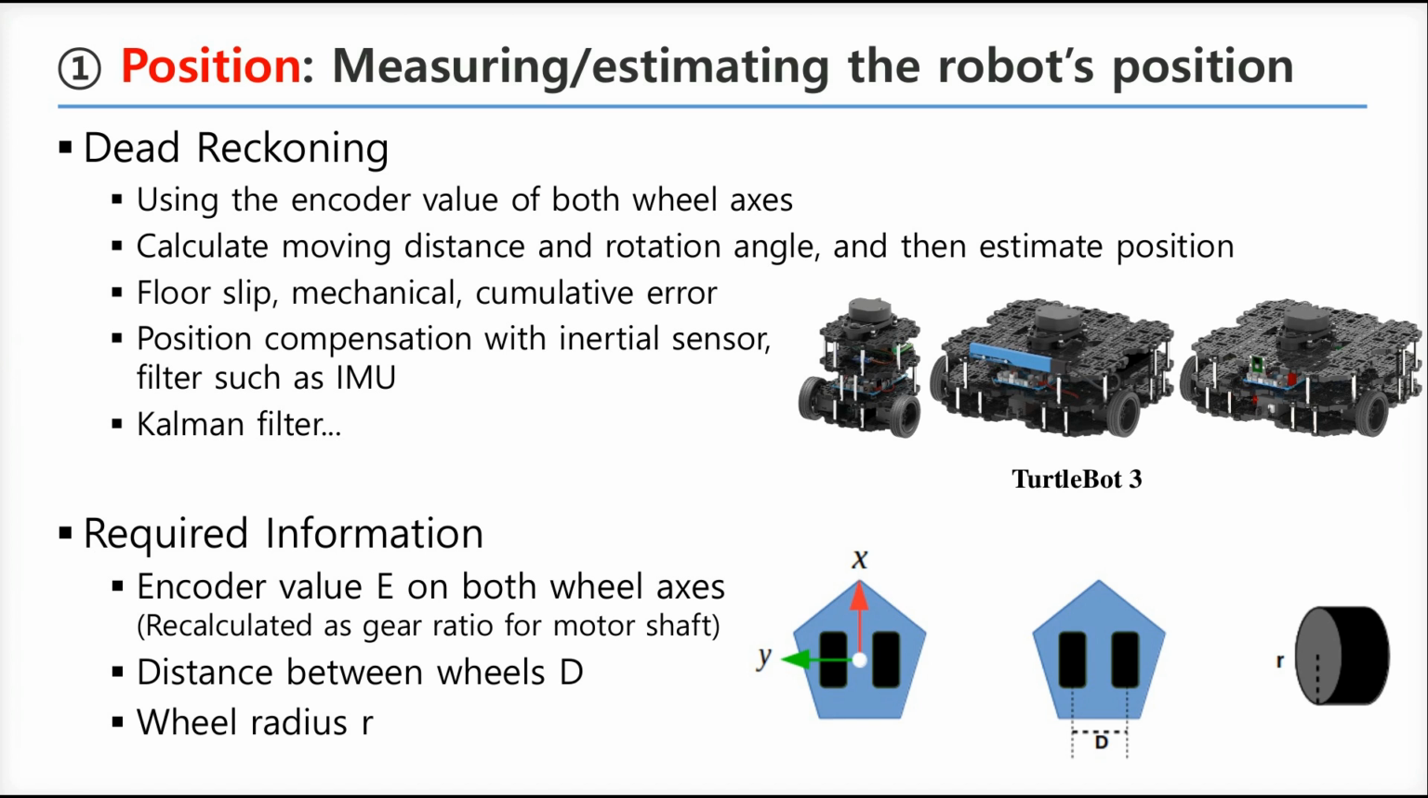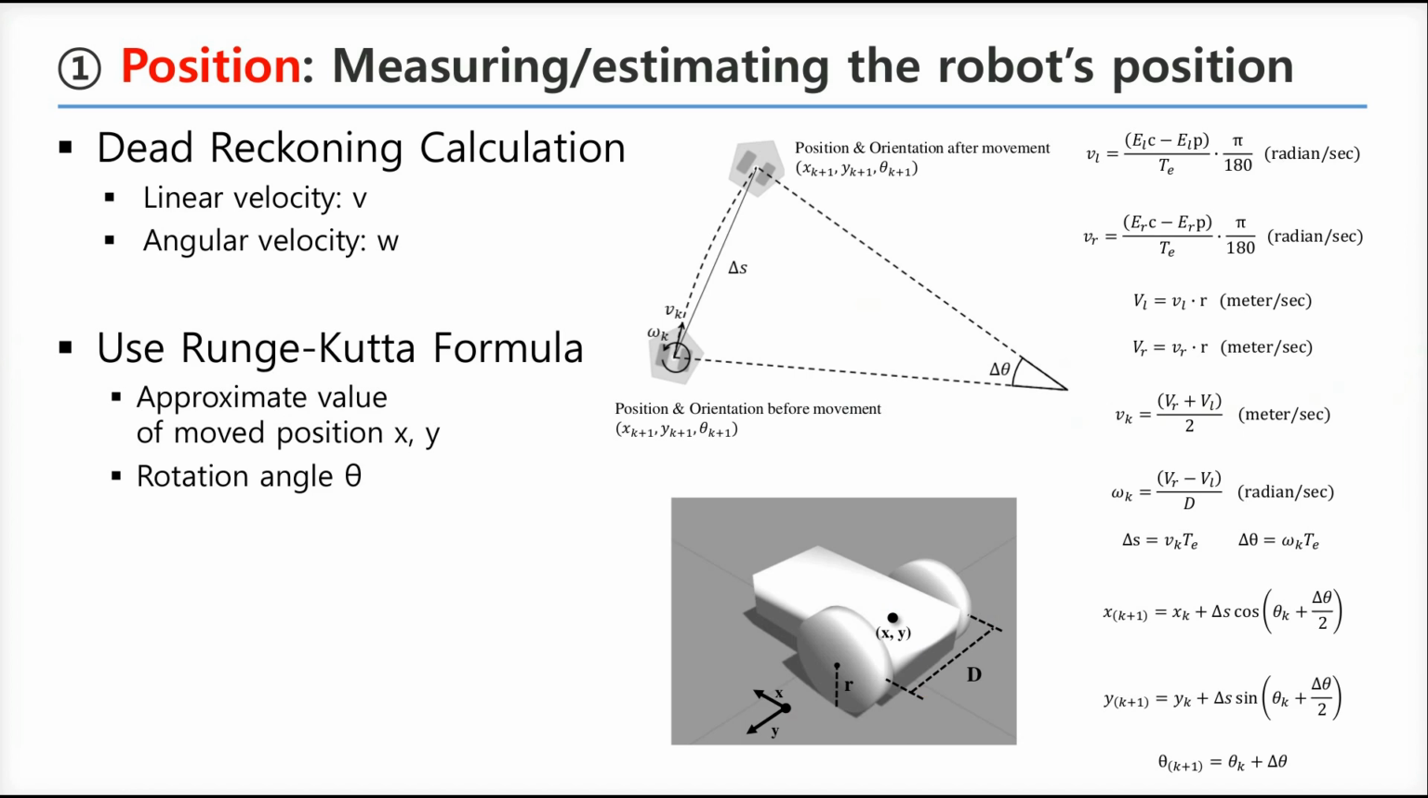And this method can estimate relative pose, while the other methods can estimate absolute pose. So you, or the robot, should know where it starts moving at the first time. The equations shown on the right side are for position estimation. This is all. The computation is small enough to be processed in an embedded system.